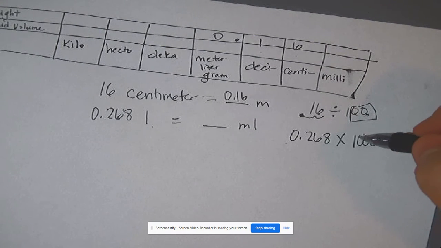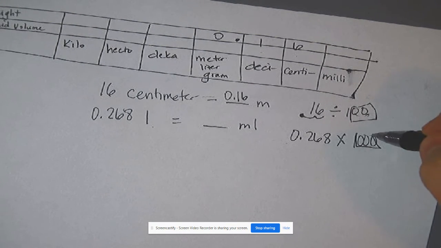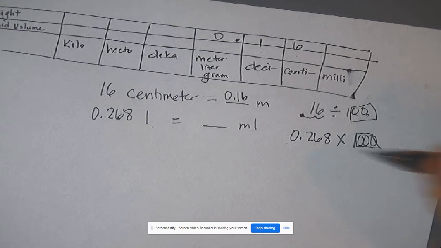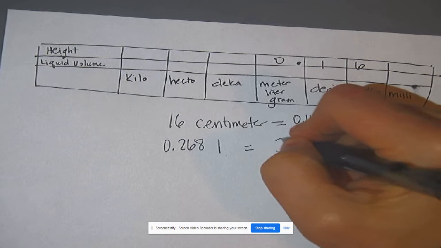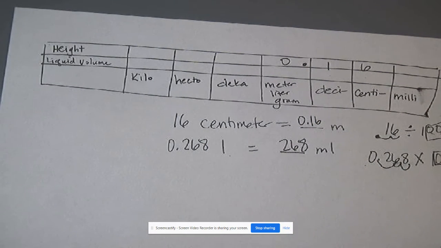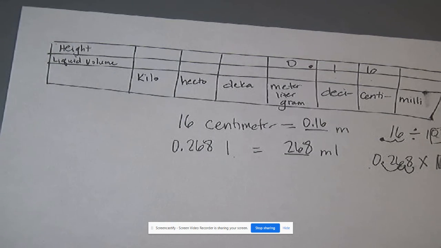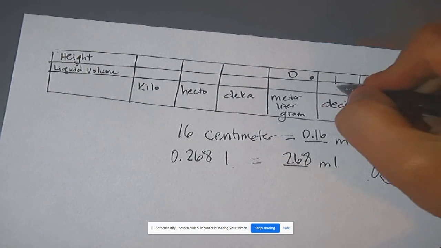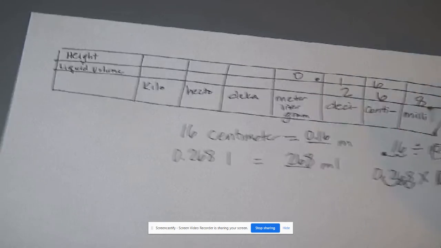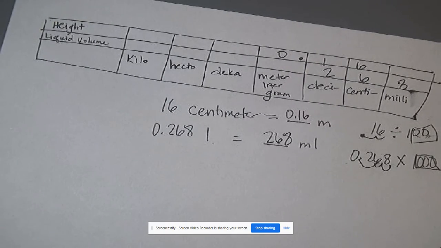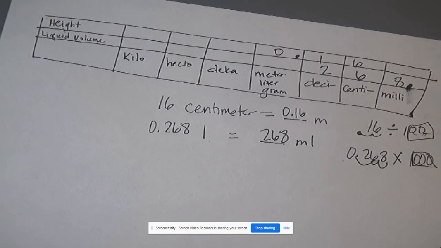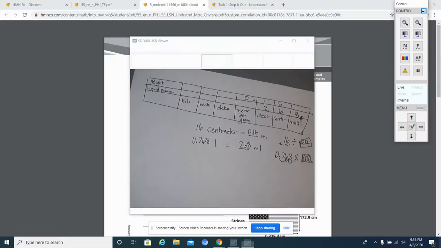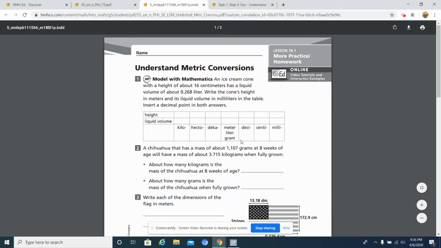And we know when we multiply by 1,000, we can move our decimal to the right because it's getting bigger. So 1, 2, 3. So it equals 268 milliliters. Okay, I'm checking over here because this kind of threw me off, but it looks like this when you put it in the box. And your decimal is going to go right there. Okay? So hopefully you're watching this video to get these answers, okay?